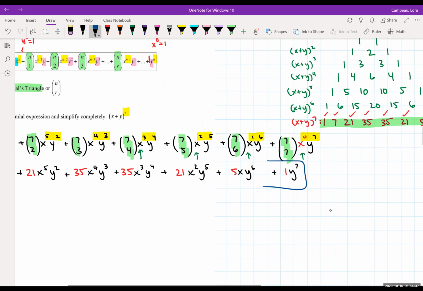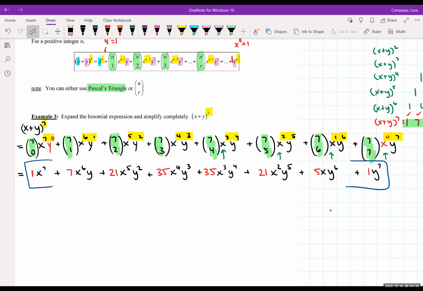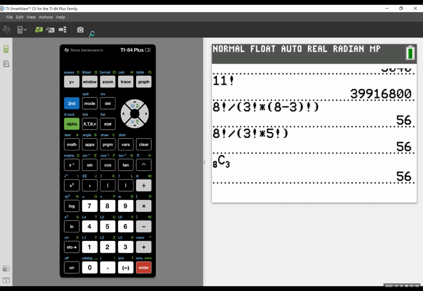So this is by far my favorite way to go. However, if you are interested in a faster way to calculate the coefficients, what you can do is utilize your TI if you're able to. Feel free to read the notes below and you will see that if you plug in your n choose r to your calculator, so let me see if I can do that with you really quick. You will end up getting the row of Pascal's triangle that you're interested in.